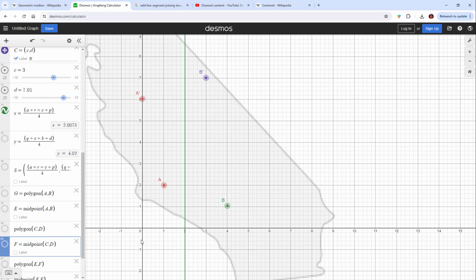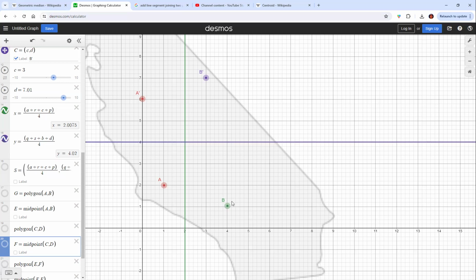We have 0, 1, 3, and 4. If we add these 4 values, 0, 1, 3, 4, we get 8. We have 4 data points, so dividing by 4, 8 divided by 4 is 2. So we get x equals 2, and that's indicated by this green line. Same for y. We're going to get 4.